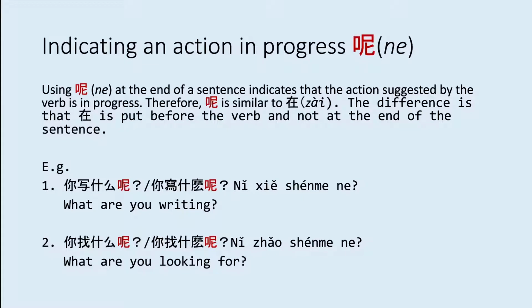This is a video on Chapter 14, Dialogue 1 and the two grammar points that are in the textbook. The first grammar point that we're going to be talking about is ne and how it indicates that an action is in progress. Using ne at the end of a sentence indicates that the action suggested by the verb is in progress, so it's an action that is currently happening.